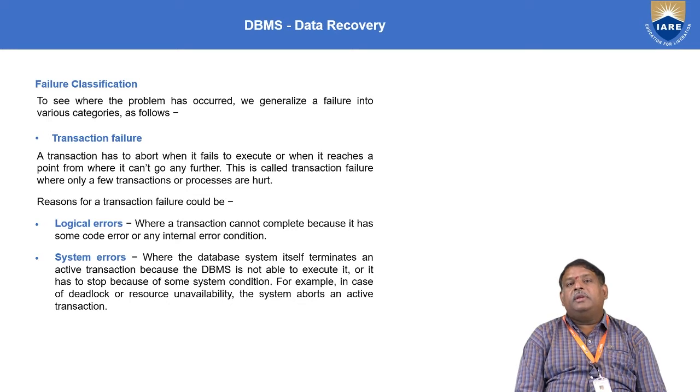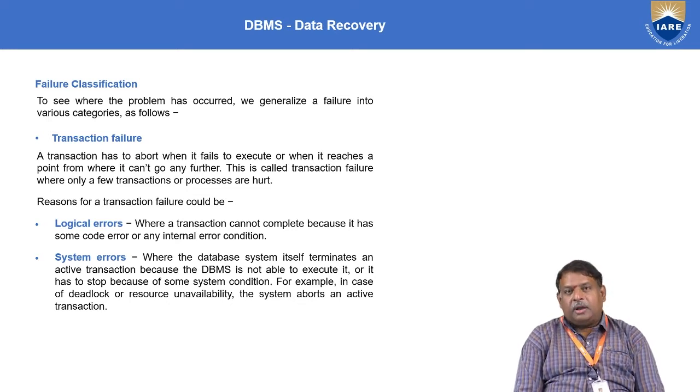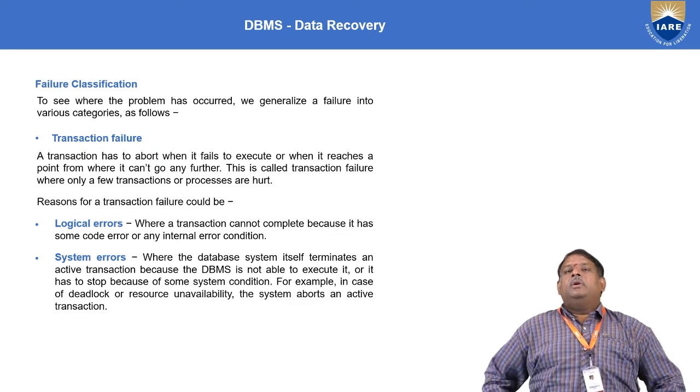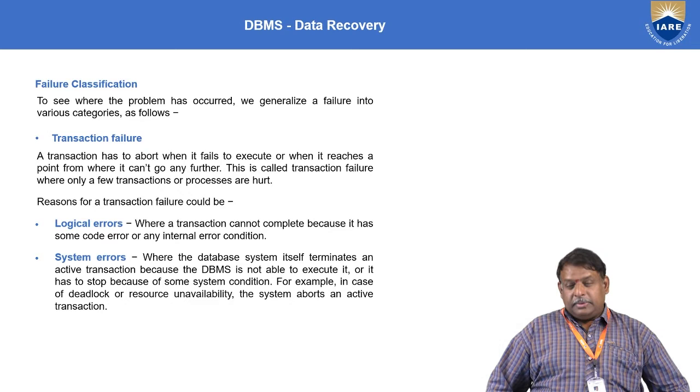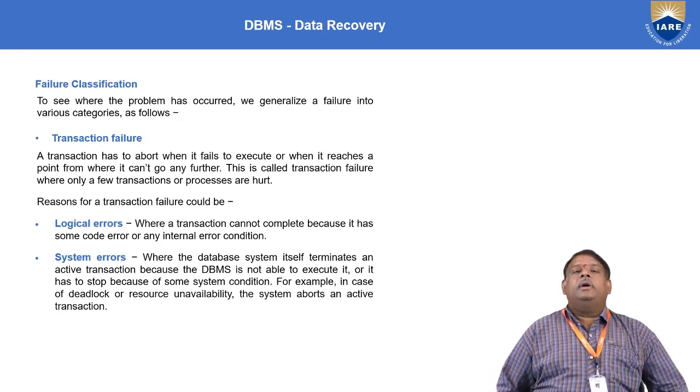So transaction failure is of two types. One is logical and the other is system errors. The logical is when there is some error in the code. The system errors could be due to resource unavailability or deadlocks, where the system has to abort an active transaction.